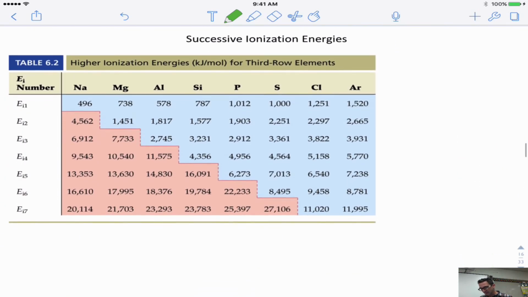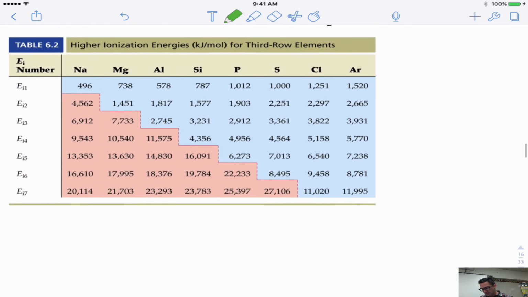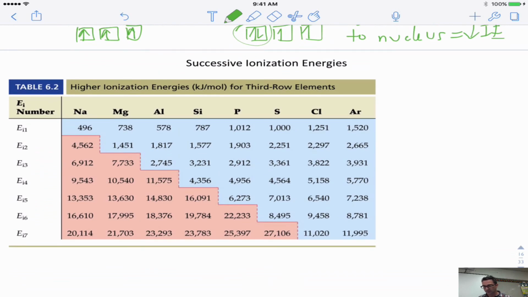All right, the last thing I want to quickly talk to you about is the successive ionization energies. So, we always talk about the first ionization energy going across here. This is for the period 3 elements. And we see that the ionization energy generally does go up for them. But what happens when I look at the second ionization energy, the third, the fourth? What I notice is that there's a big jump between sodium's first and sodium's second ionization energy.